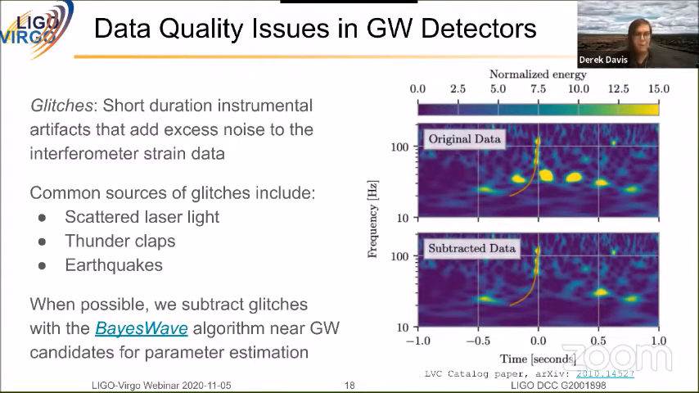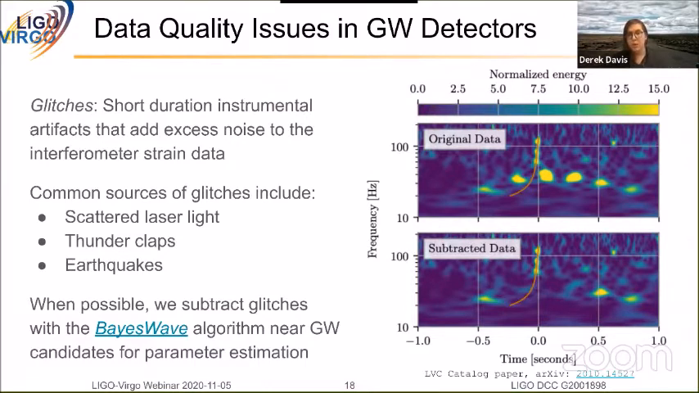Now, some common sources of glitches include things like scattered laser light that's reflected off of the test masses and bounces off something in the detector and gets recombined into the main laser beam, but also things like thunderclaps or earthquakes, which could shake the entire detector all at once. On the right here, I'm showing an example, very unfortunate, in fact, of a case where there was a glitch directly overlapping one of our signals.